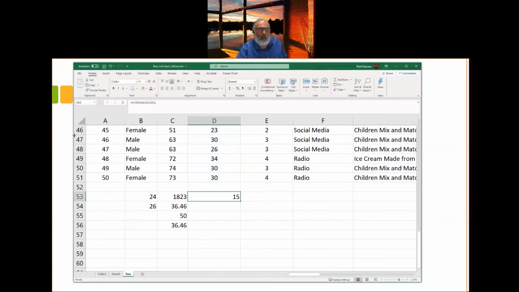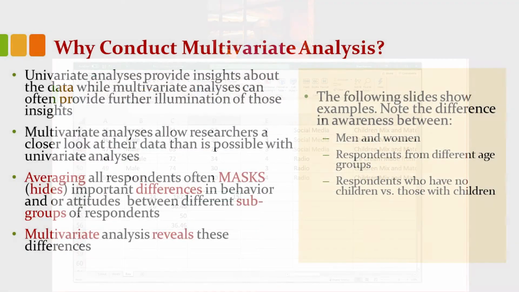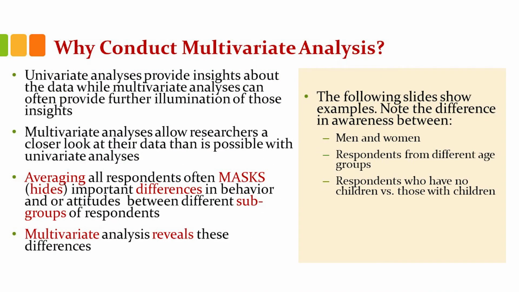But the problem here is that when we use univariate analysis, we mask some of the important differences between different groups of users, or for example different segments. So that is why we use multivariate analysis, in order to reveal the differences between different groups of users, different clusters, or different strata of users.